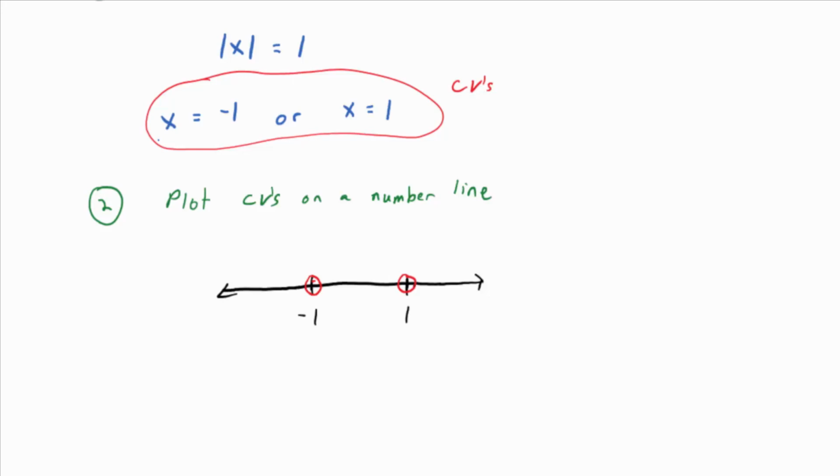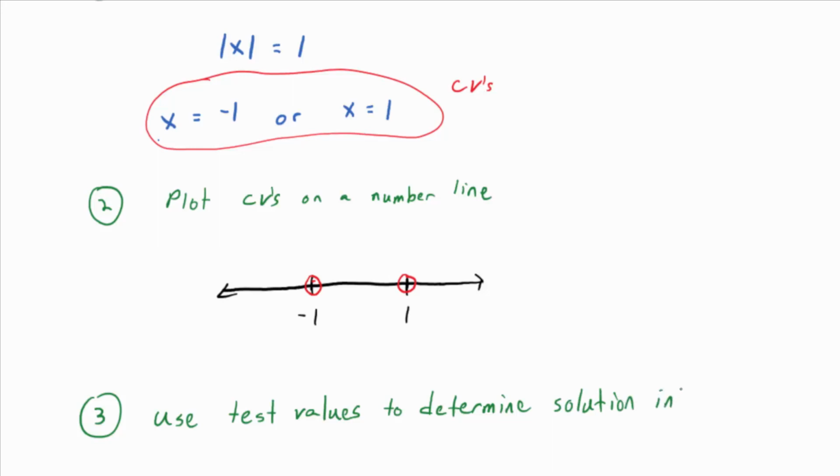So the next step, the third step then, is to use what I call test values to determine where the solution region is. So let me write that down and I'll explain more as I go. So 3, use test values to determine the solution interval. Now there could be more than one. In certain problems there'll be more than one, so I'll say interval and then I'll put S in parentheses. Use test values to determine the solution intervals.